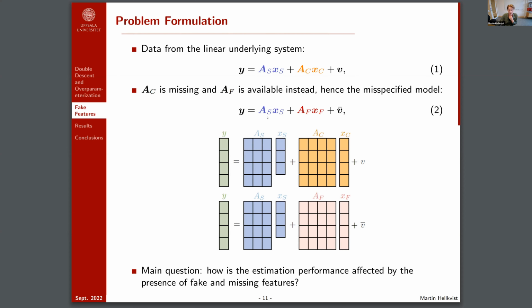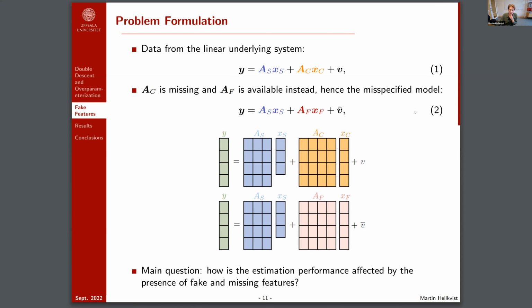So we introduced this misspecified model where the missing features AC have been replaced by the fake features in AF. And while performing estimation, we believe that this AF matrix can be useful, so we include it in our estimation procedure. But in reality, it doesn't carry any information of the outputs or any of the other features in the data set. So we refer to these AF as fake features.